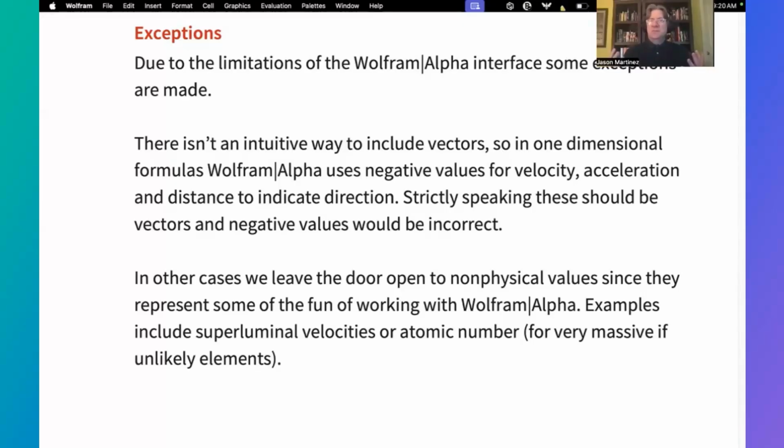Strictly speaking, these would be vectors in a physical sense, and their magnitudes would always be positive. But because of the current technical limitations, we have to allow that. The other case is where we felt that it was better to allow some non-physical values because they include some of the fun of working with Wolfram Alpha. So this includes things like superluminal velocities, which would otherwise complicate things like figuring out what warp factor 3 is in terms of the speed of light, or looking at atomic numbers for very massive particles.